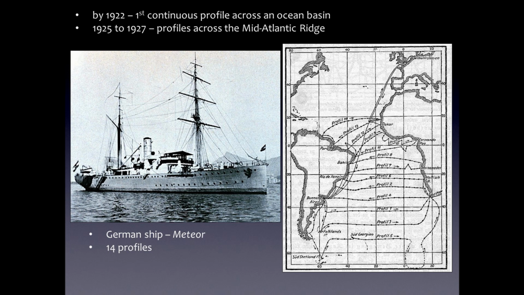Instead of having the odd little reading here and there, we actually got a picture of what it looked like if we traveled from point A to point B across the ocean, and discovered if it was a flat ocean floor, if there's variations. And once again, it was the German ship Meteor in this measuring mission between 1925 and 1927 that really confirmed the presence of the Mid-Atlantic Ridge.